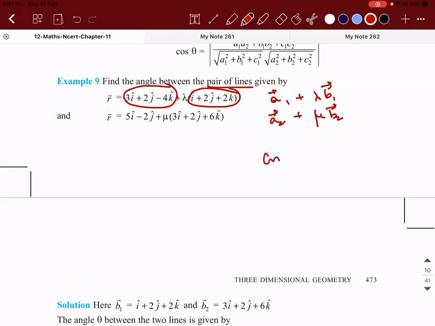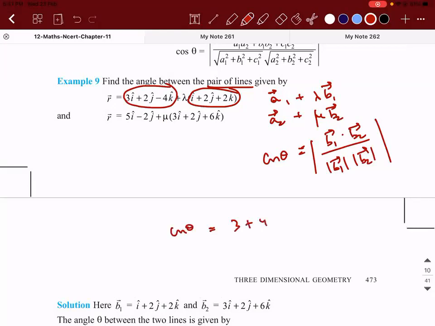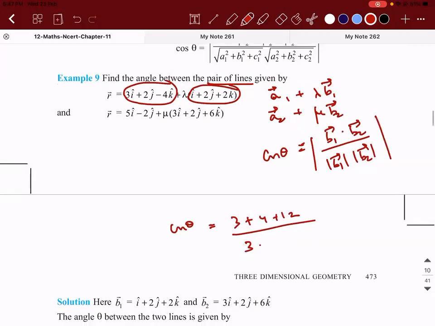Now, what is going to be cos theta? I want you guys to tell me. Cos theta will be equal to how much? Magnitude of B1 vector dot B2 vector divided by magnitude of B1 vector into magnitude of B2 vector. So what is B1 dot B2? 3 plus 4 plus 12, the whole divided by square root of 4 plus 4 plus 1, that is 9, so that will be 3, into the square root of 9 plus 4, that is 13, 13 plus 36 is how much?